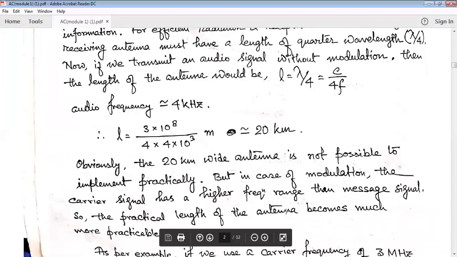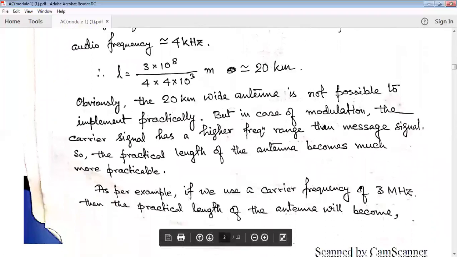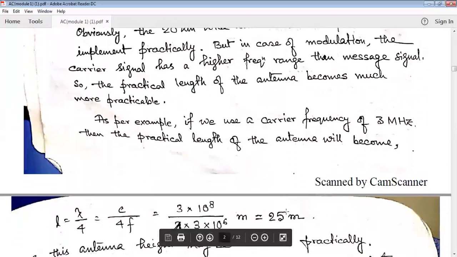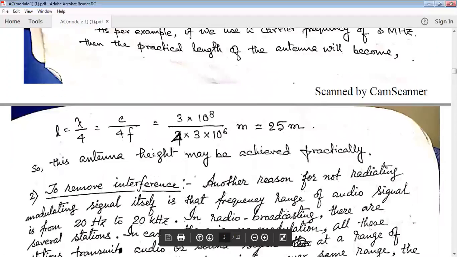So if I increase the frequency, the length will become very small, because the length is inversely proportional to the frequency. Suppose I now have a carrier frequency superimposed with this message signal, and this carrier frequency is 3 megahertz. From this calculation, we can see that the length is only 25 meters, which is an easily, practically achievable antenna height. So that's why the number one reason is to reduce the antenna length. That is why modulation is needed.